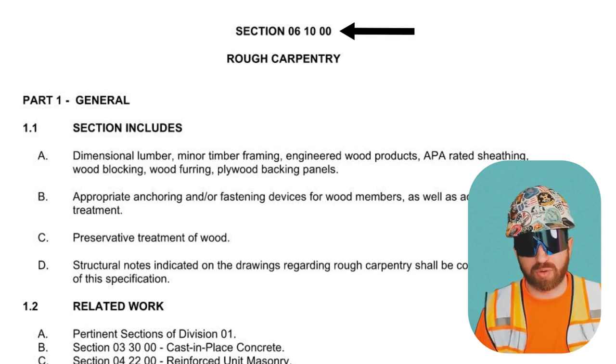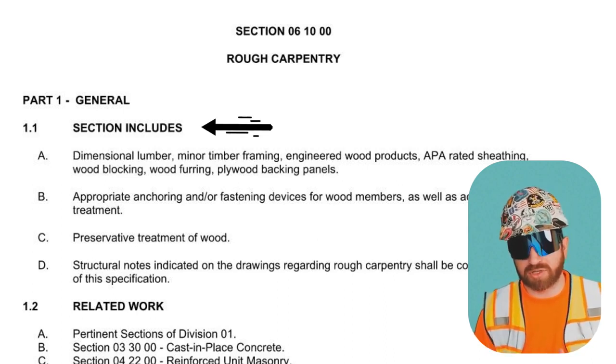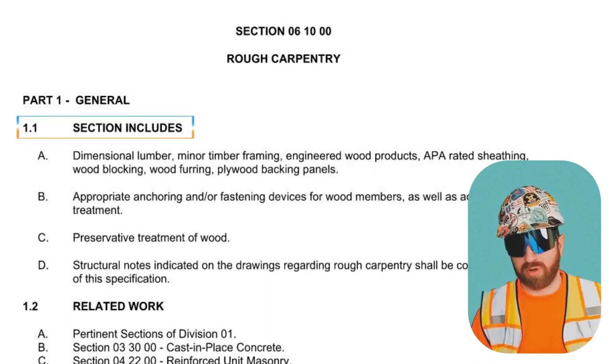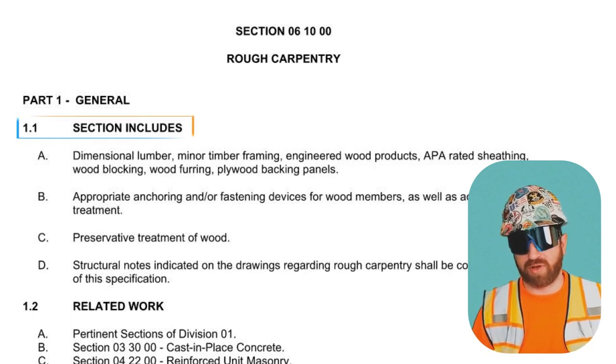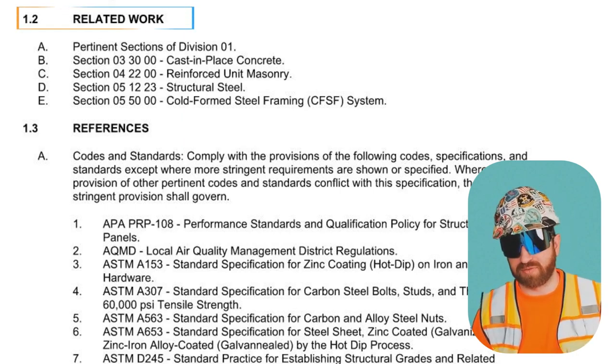As you can see, it's broken into different parts. The first part is general. Within that part, there's subsections from that, and so on and so forth. So section 1.1 section includes is everything that you'll find in this specification section. Section 1.2 is related work, or everything that this specification section might relate to elsewhere in the specification book.